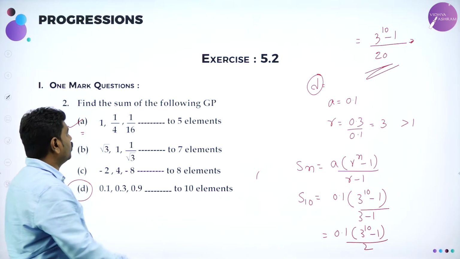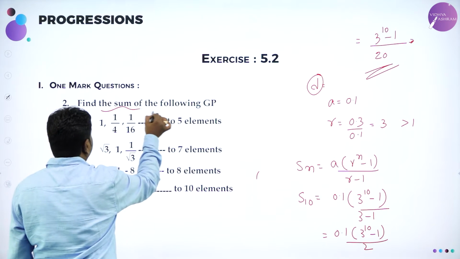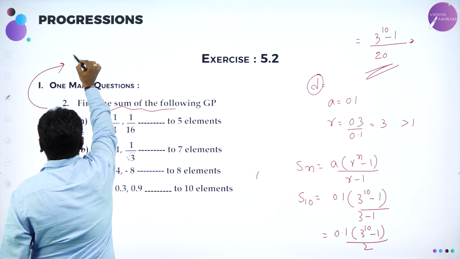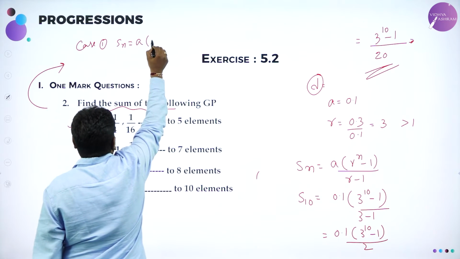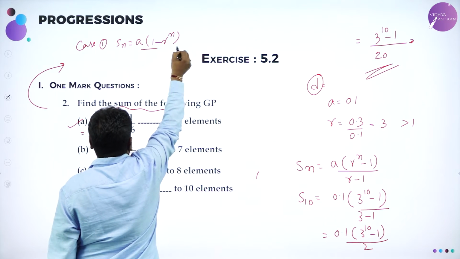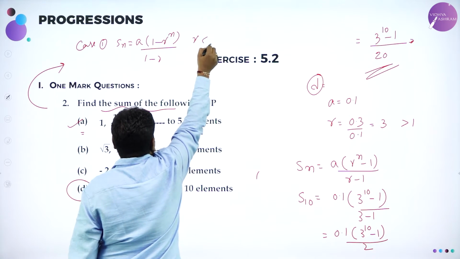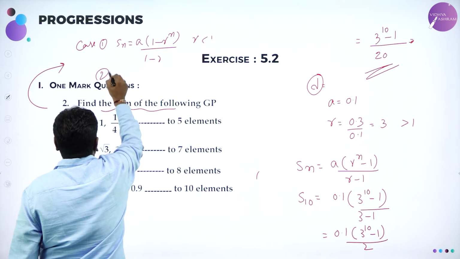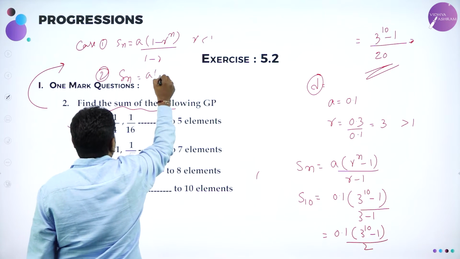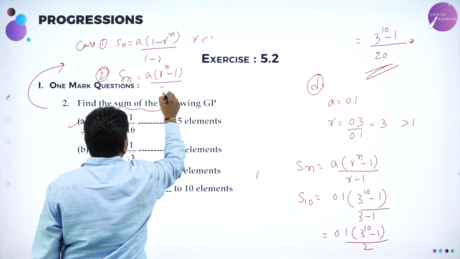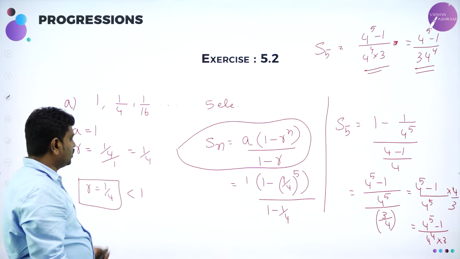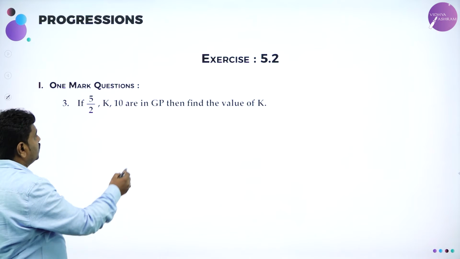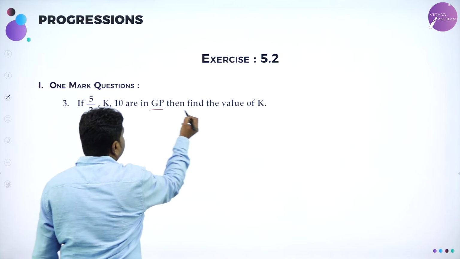So now for the whole exercise, for the sum of n terms, we have two cases. Case 1: Sn is equal to A into 1 minus R power n divided by 1 minus R. When to use this? When the common ratio is less than 1. And case 2: Sn is equal to A into R power n minus 1 by R minus 1. When to use this? When R is greater than 1. So use the same technique and solve. Now, 3 terms are in GP, then find K.